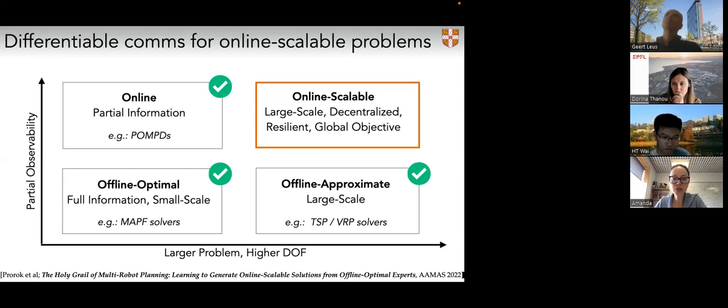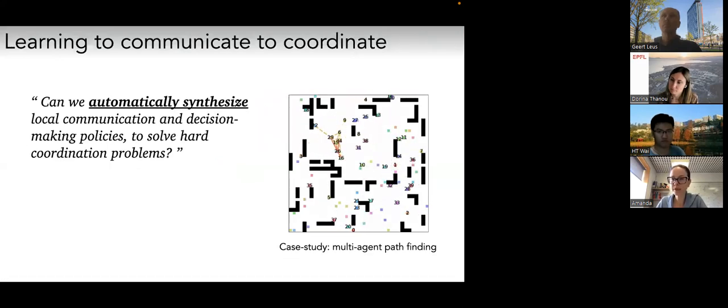So designing solutions for this orange box is hard and difficult, and doing this at scale through hand design methods is not practical. And that's why we're looking into data-driven methods in order to address these kinds of problems. And so I'm going to begin by introducing one example that we did a couple of years back that addresses this kind of problem.